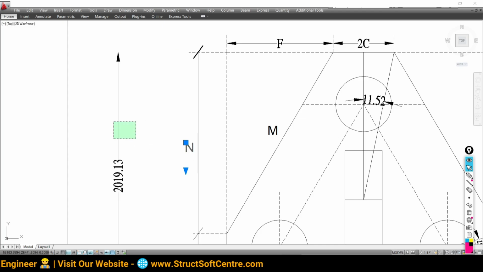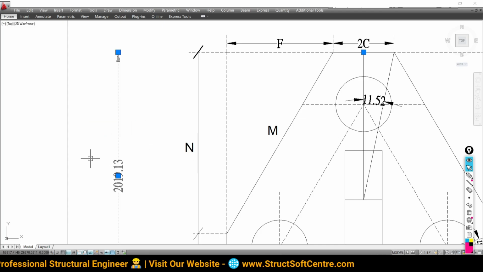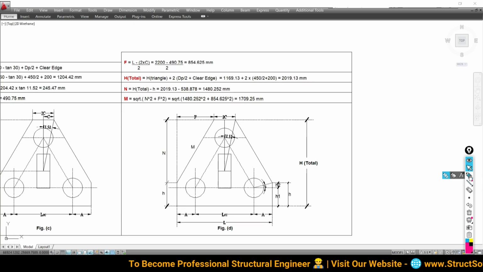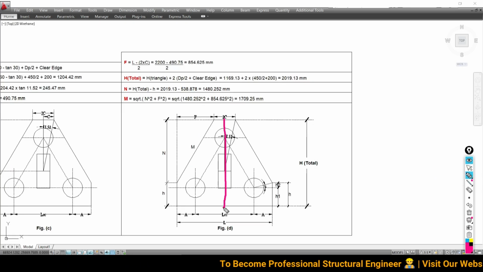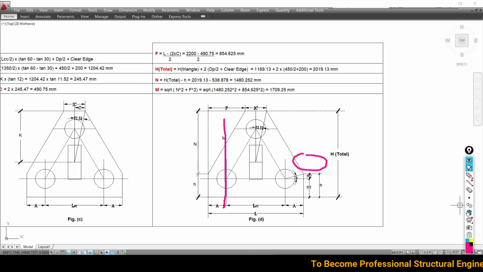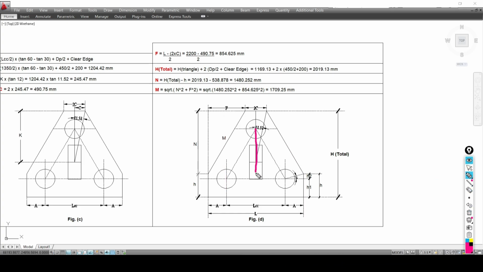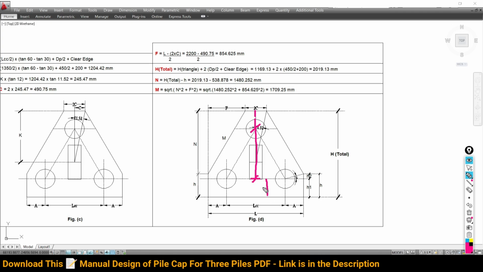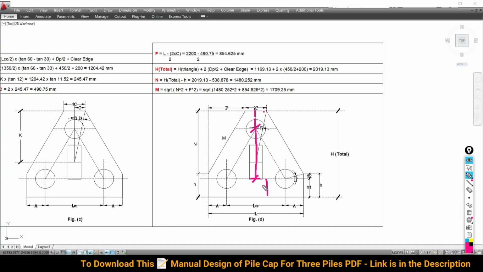Next, we have to calculate this N value. And how can you calculate this N value? Very simple. We know the total height of this pile cap, but we have not calculated this total height yet. How can we calculate it? We already have the height of this triangle. Now, half of the diameter of pile plus clear edge, and on the bottom side also the same thing: half of the diameter of pile plus clear edge, 2 times, top and bottom.